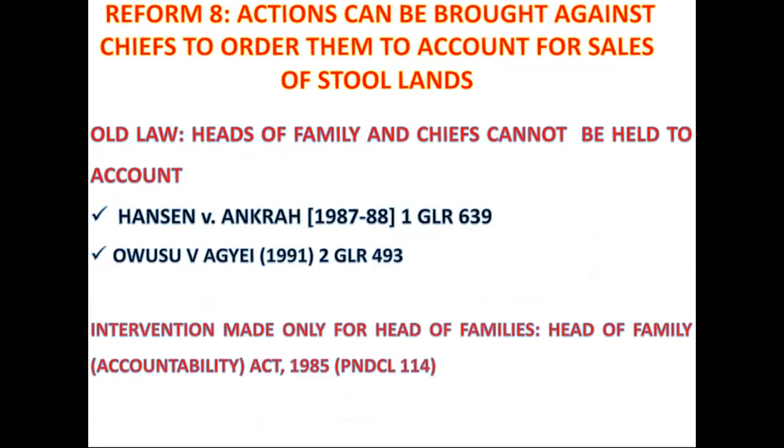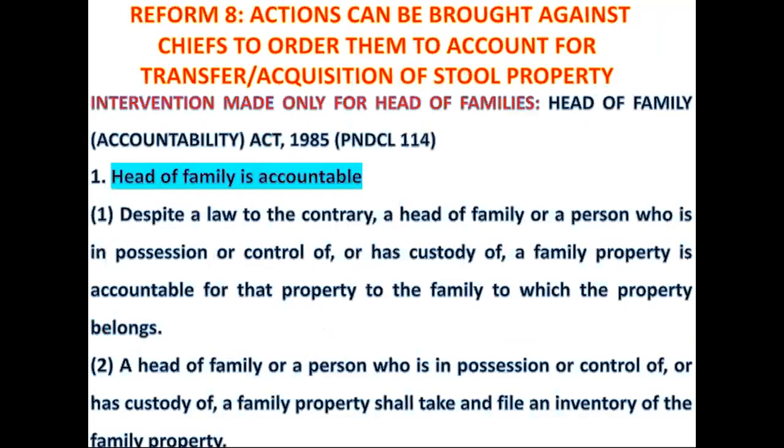Hansen and Ankara was reported in 1987-88, one Ghana Law Report at page 639. That case held that as customary law, you cannot bring an action against the head of family for him to account. You have to deal with it at the family stage. Because of this, people were taking advantage. So we passed the Head of Family Accountability Act, which now says that you can bring an action against the head of family and order him to account.